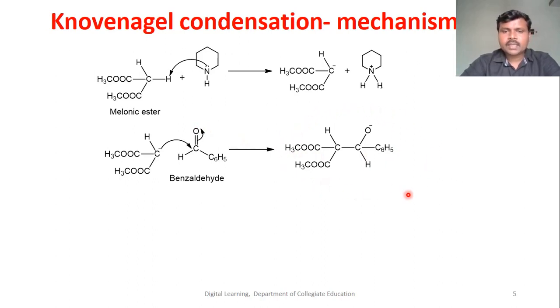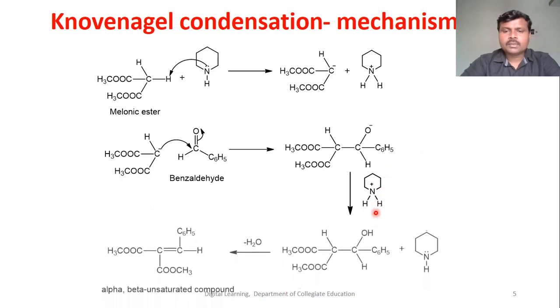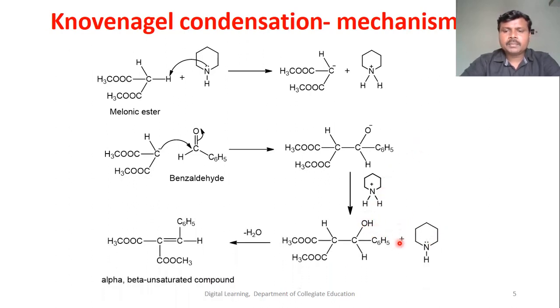In the next step, piperidinium ion comes, donates proton to this alkoxide ion to form alcohol group and piperidine. In the next step, this alcohol undergoes dehydration to form alpha beta unsaturated compound. The dehydration takes place by the combination of this OH and this hydrogen atom to form water molecule, and the formation of carbon-carbon double bond. This is the carbon-carbon double bond. It is a formation of unsaturation. This is the mechanism of Knoevenagel condensation reaction.